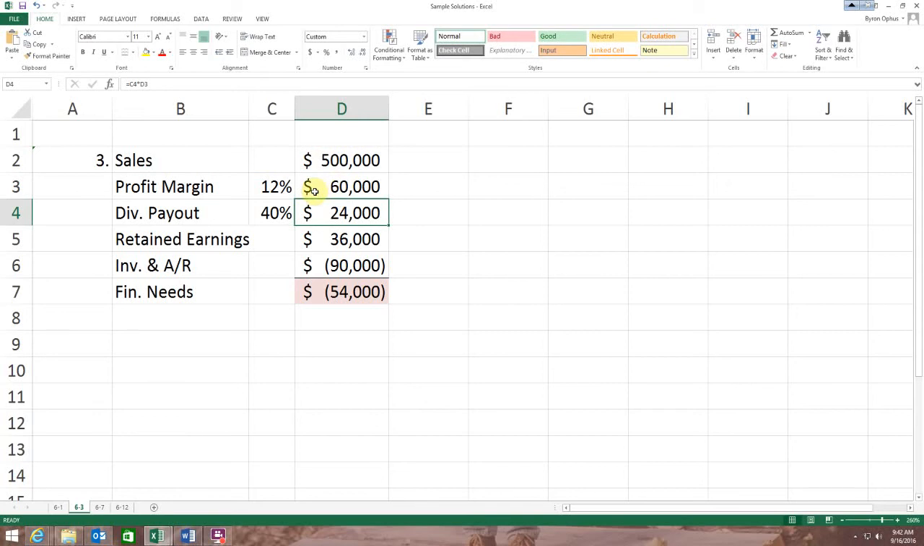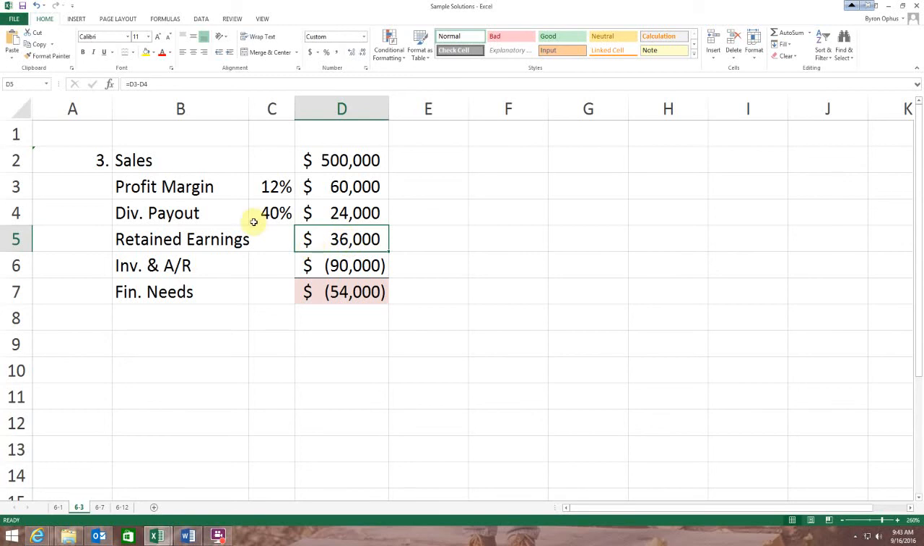Well, we already know that we're in trouble because we have to increase our inventory and accounts receivable by $90,000. In addition to that, we pay out a dividend that's equal to 40%. And be careful here. The 40% is of our profit. When we talk about dividend payout ratios, that's how much of our profit we pay out. So in this case, this is equal to 40% times the $60,000. And we could do that as a negative number since that's a payout. Either way, you just make sure that you get your signs correct as you go down.